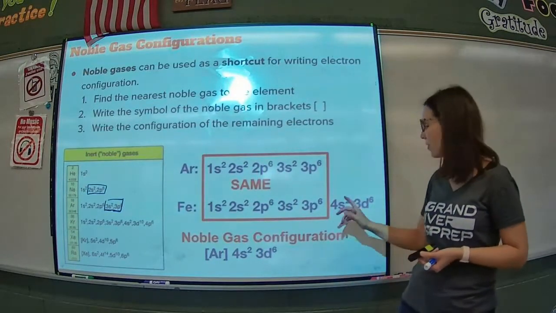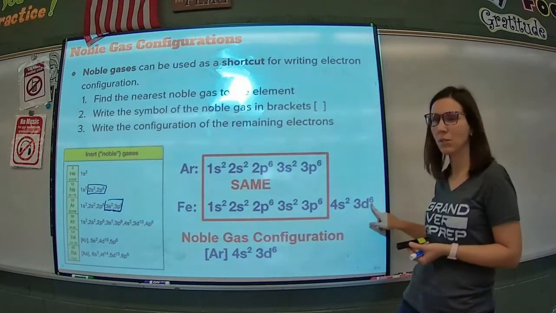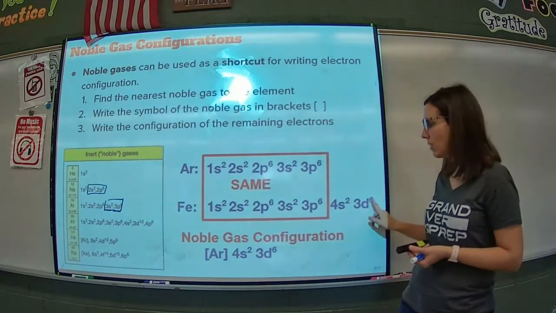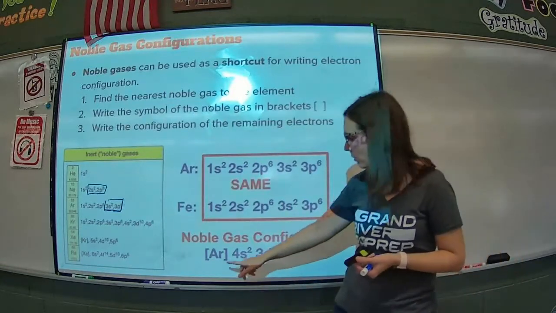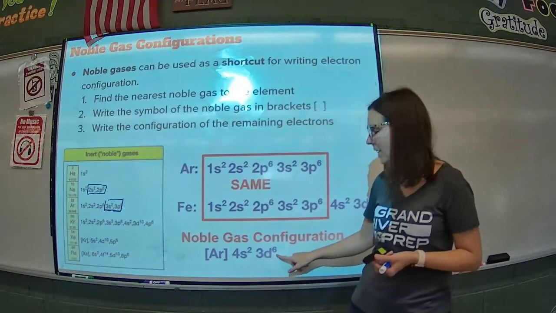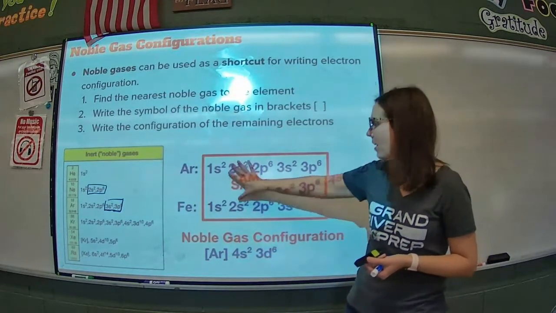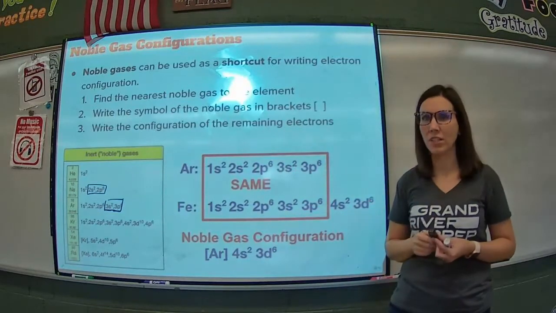We come back from argon, and the next thing we have is 4s2, and then 3d6 is where we find iron. So the noble gas core notation is going to be [Ar] 4s2, 3d6 for iron. And that's a lot shorter and nicer to write than this whole long electron configuration.